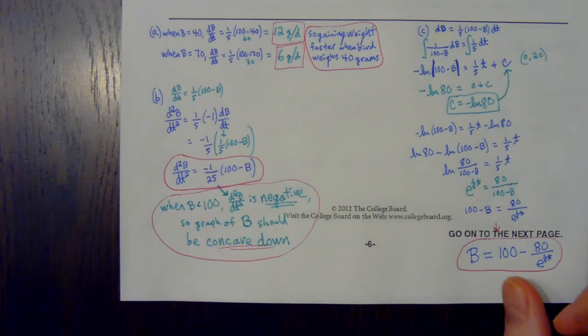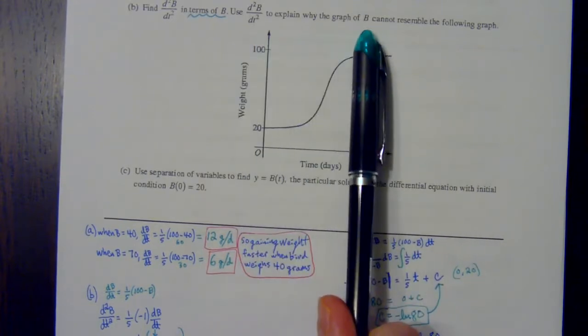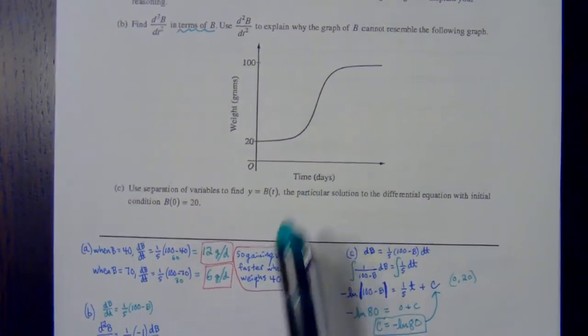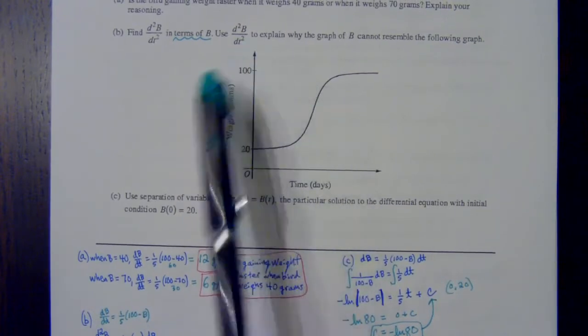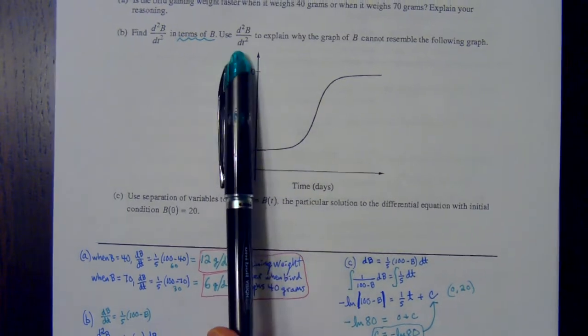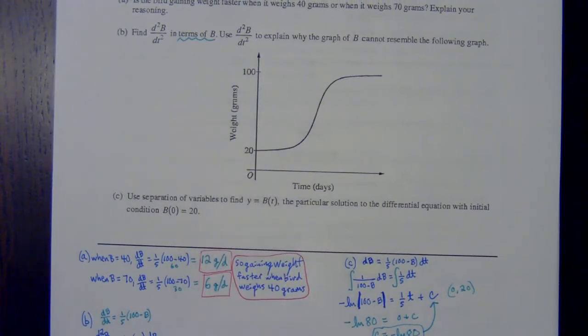The second part of it, I had to think a little bit. It says, use the second derivative to explain why the graph of B cannot resemble the following graph. So this is the wrong graph. We got to use the second derivative to explain that. At first, I didn't even know what I was supposed to do. But then I thought, okay, what do we always use that second derivative for? We use it to tell us about concavity of this thing.